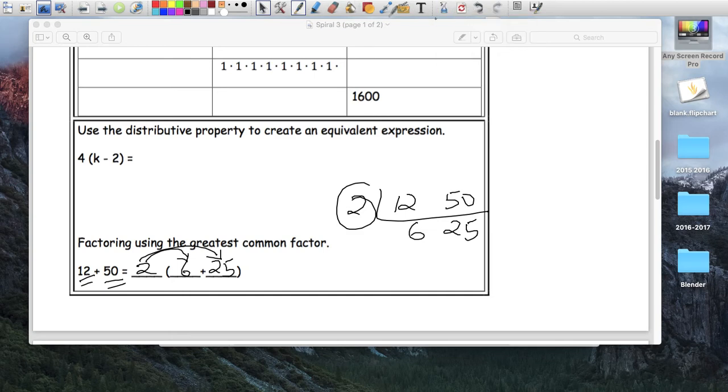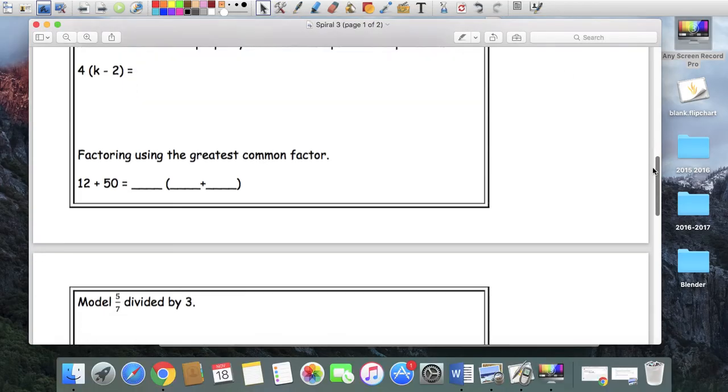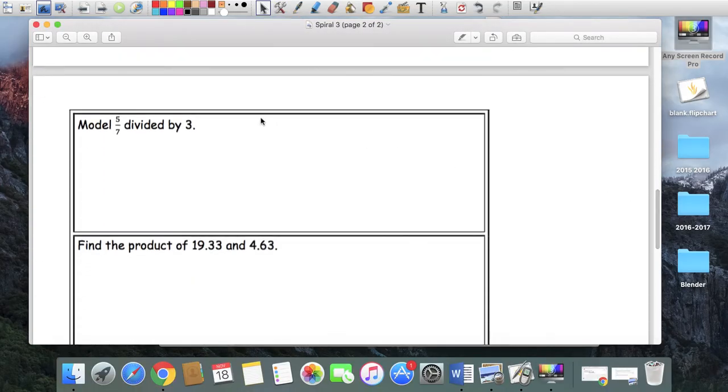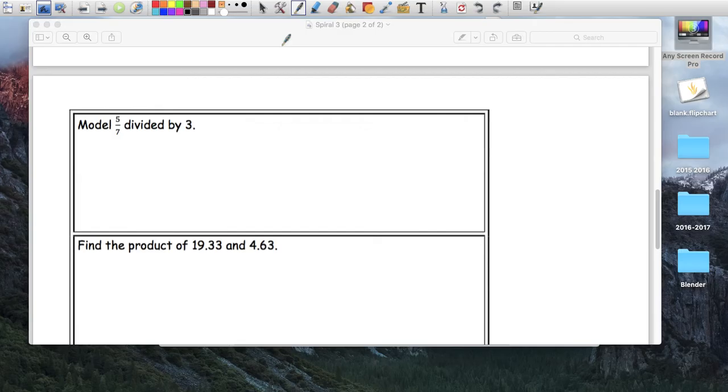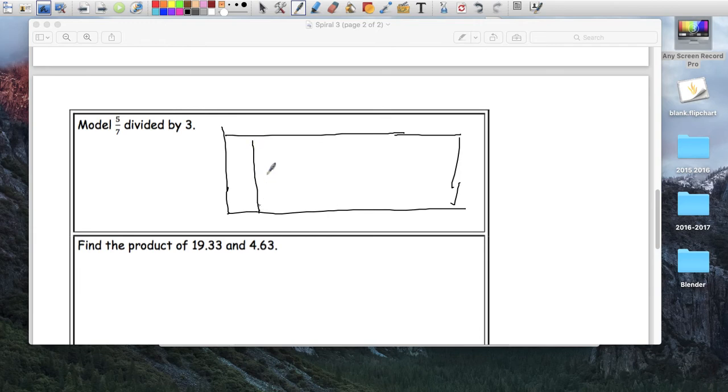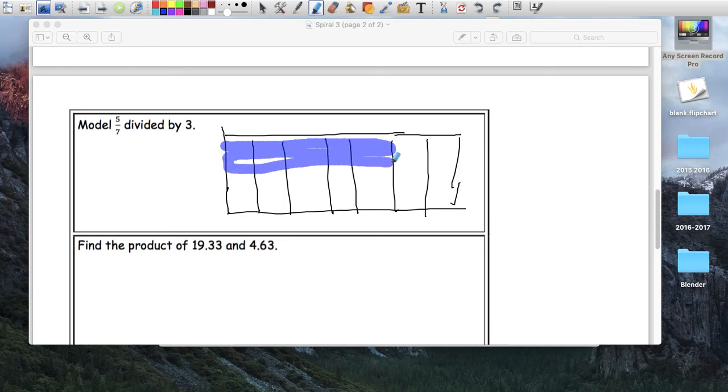Is that it? No way. Oh no. Okay, so model 5/7 divided by 3. Okay, so I'll try to make it pretty. Let's draw 5/7. So 5/7 would be something like this. 1, 2, 3, 4, 5, 6, 7. And out of the 7 pieces, I will shade in 5. So that represents what I have, 5/7 of something. And I want to divide this among 3 people.